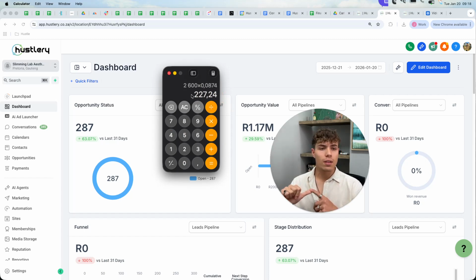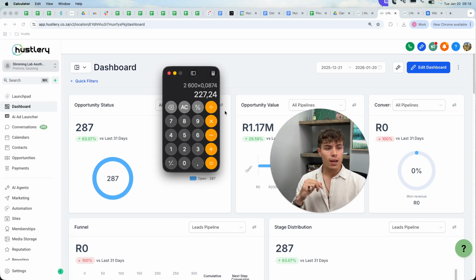Is a client worth 1,000 Rand to you? Is a client worth 500 Rand to you? Is a client worth 200 Rand to you? If the client is only worth 200 Rand to you once off, then your ad is not profitable. If you're paying 227 Rand per conversion. Okay, if a client is worth 500 Rand to you and you spend 227 Rand to get that client, then it is profitable.